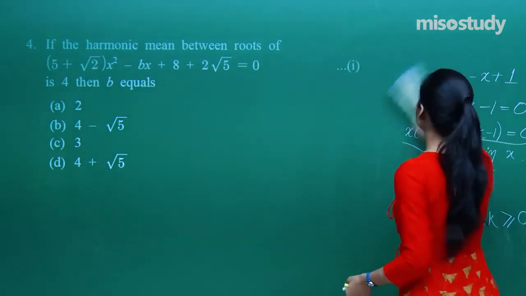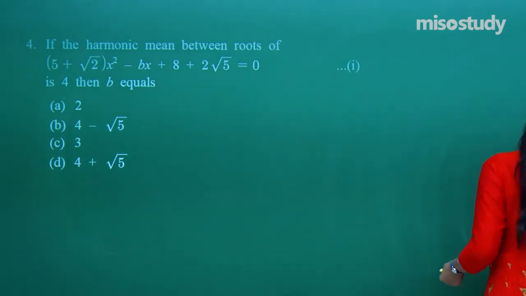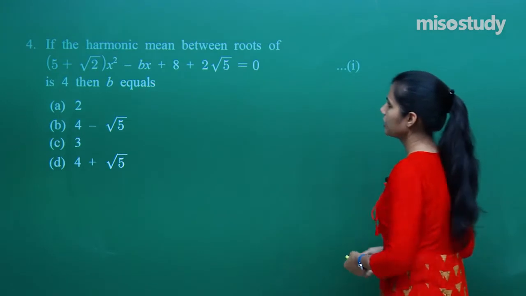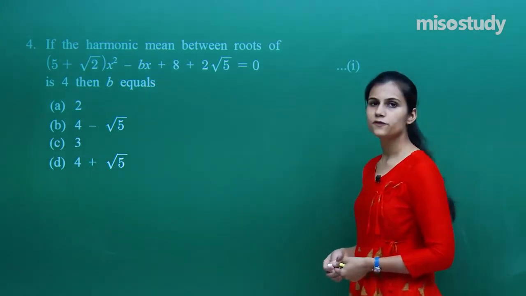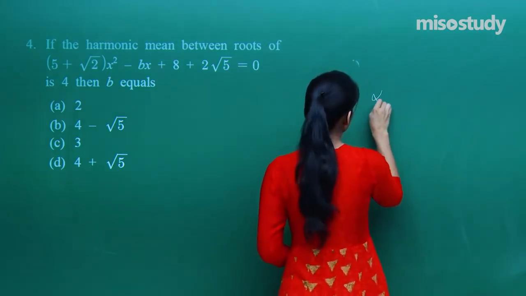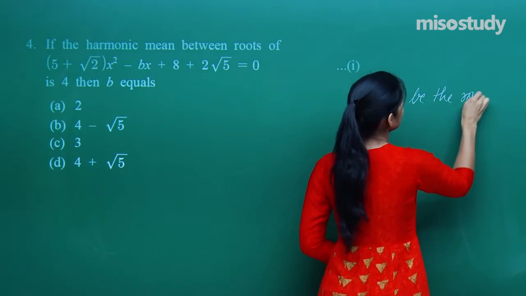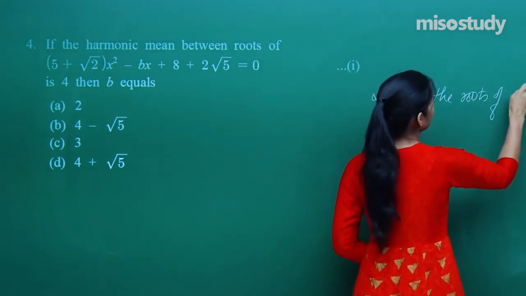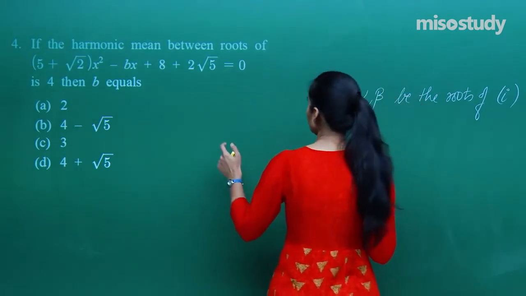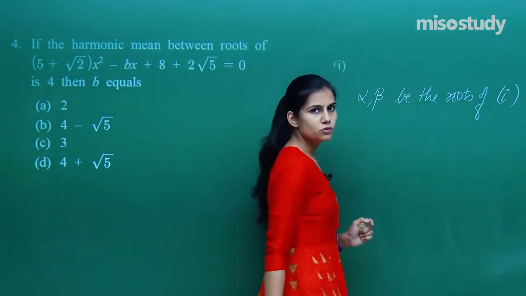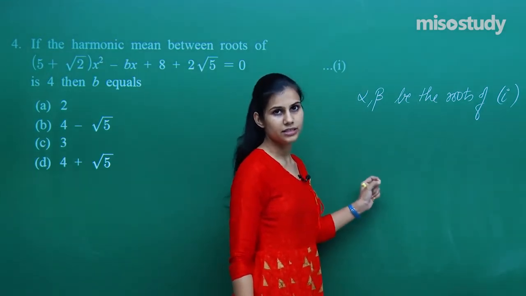So you know how mingled up situations can be in the questions. The harmonic mean of the roots of this quadratic equation is 4. Now if I say alpha and beta are the roots of the quadratic equation given by 1, in that situation the harmonic mean of alpha and beta is given to be 4. If you don't know the formula for harmonic mean, you will not be able to proceed after this step.